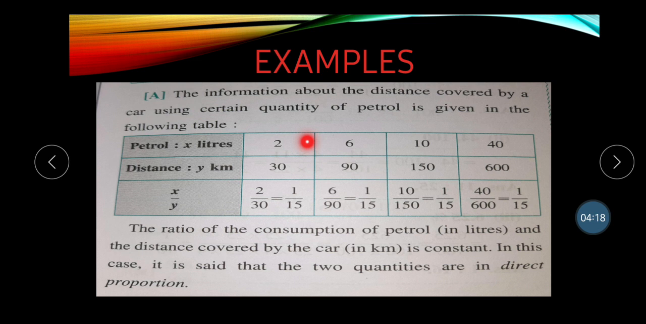One more thing, children, what I said in the definition, when one quantity increases, the related quantity also increases. See here it was 2 liters, the distance covered was 30. Now it is increasing, that is it is 6. So from 2 to 6 it is increasing, and here from 30 to 90. Similarly you can see over here also. So when one quantity increases, the related quantity also increases. So this is the example of direct proportion. The ratio of consumption of petrol in liters and the distance covered by the car in kilometers is constant. In this case, it is said that the two quantities are in direct proportion.